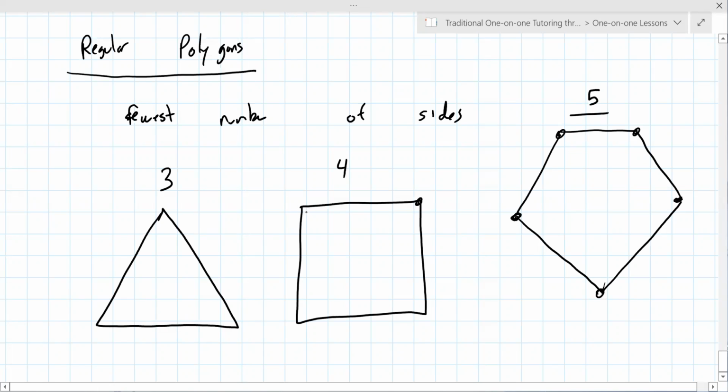One of the interesting things about polygons that are regular, we'll talk about that in a moment, is that whatever number of sides they have, they have the same number of vertices as sides: three vertices, 3 sides, 4 vertices, 4 sides, and so on. But what's more important about them is that all the sides are the same in a regular polygon, and all the angles are the same.